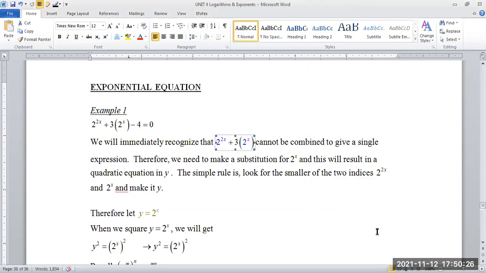I have those two contending with. Now, do you agree with me that 2 to the x is smaller than 2 to the 2x? Yes, sir. All right, so we're looking at the smaller of the two terms. Now, I'm going to make a substitution for the smaller of the two terms.